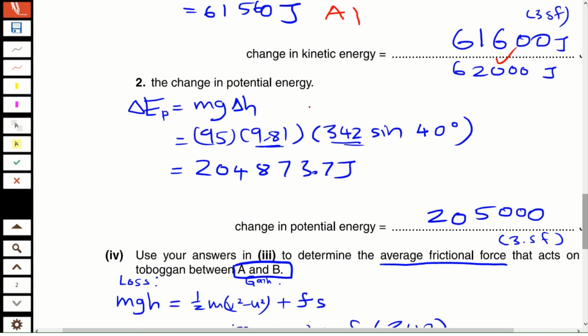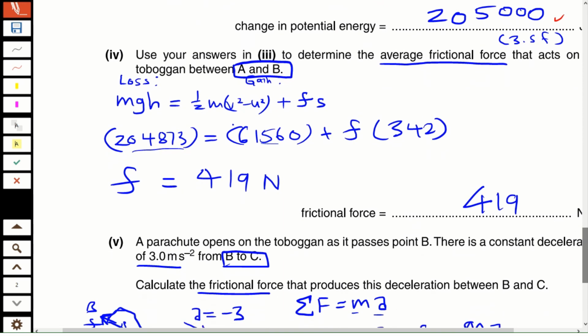Change in potential energy comes from using your mgh correctly. So, like we saw just now, if you use the displacement instead of height, then you lose your C1 mark right here. Okay, and then you get the final accuracy mark if you round off to the correct value.